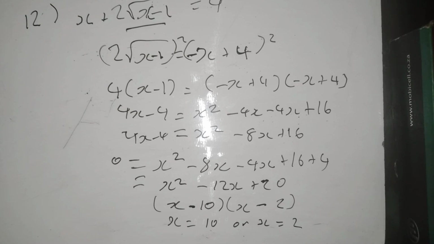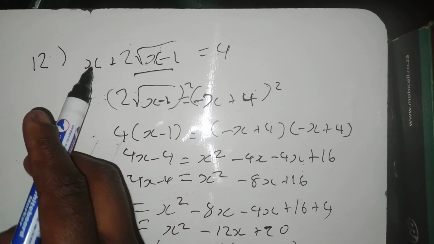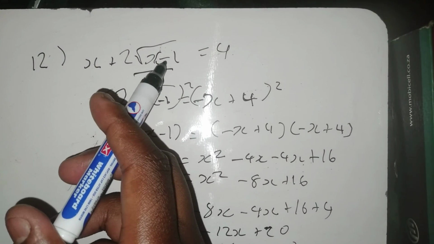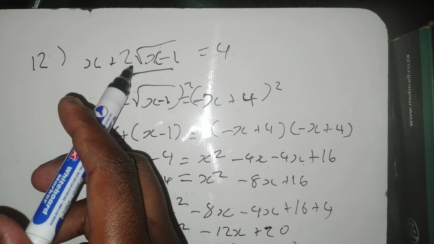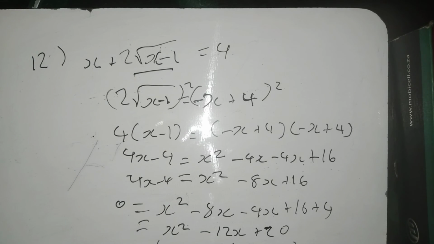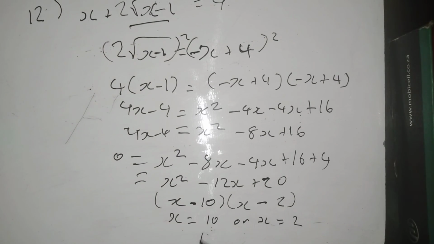So let's test it. If I put 10, we'll have 10 here. Then here 10 minus 1 is 9. The square root of 9 is 3. 3 times 2 is 6. So I will have 10 plus 6, which is 16. And it's not equal to the right-hand side. So this one is not applicable.